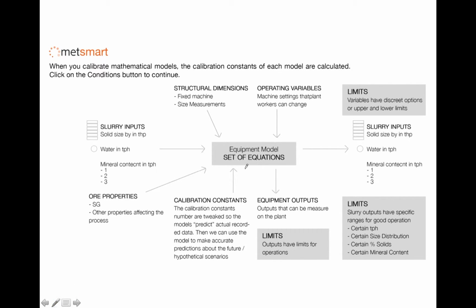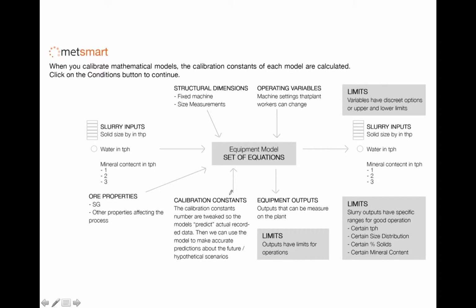So, every equipment piece is represented by a set of equations, and these equations have an input and an output. This input and output has been calculated with the mass balancing step. There's also structural dimensions, which we have entered in step number 2. Operating variables, which we have entered during the survey data. Also equipment outputs, which we have entered as part of the survey data.